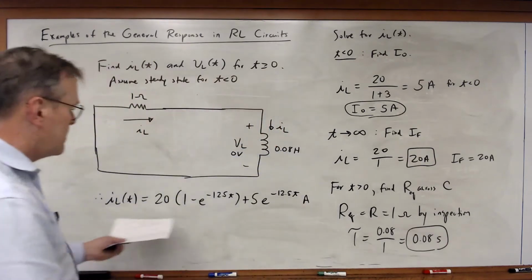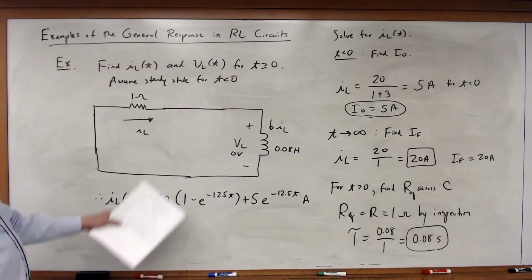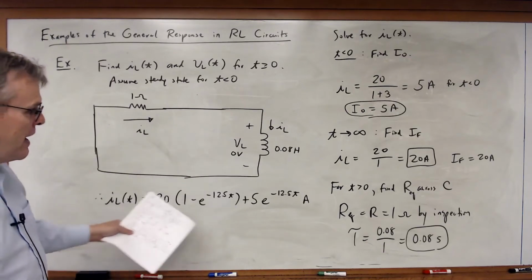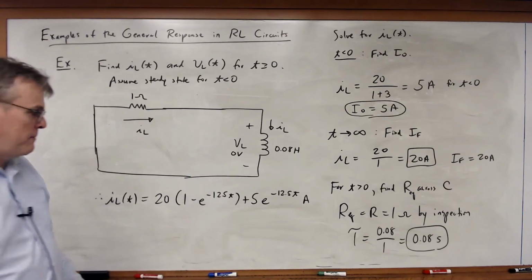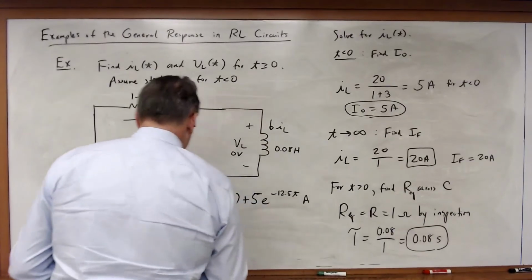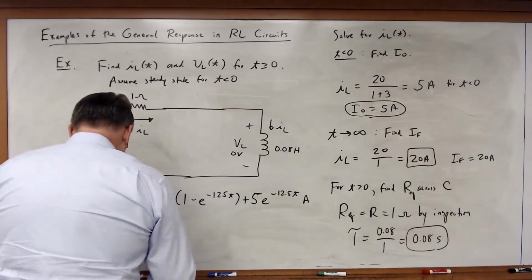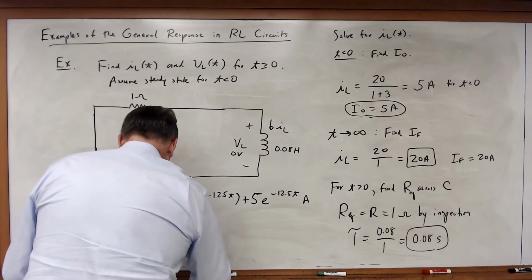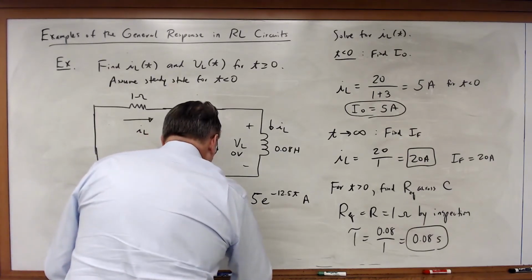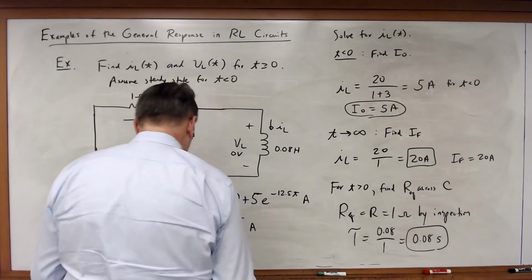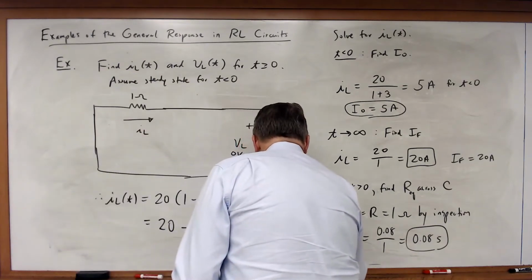And what do you know? It's a true general response solution. So even though I only had one source, I was still able to change the initial and the final value with that switching action. And if I combine my exponential terms, what I will get is 20 minus 15 times e to the minus 12.5 t amps for t greater than or equal to 0.